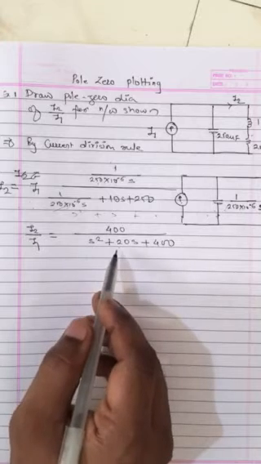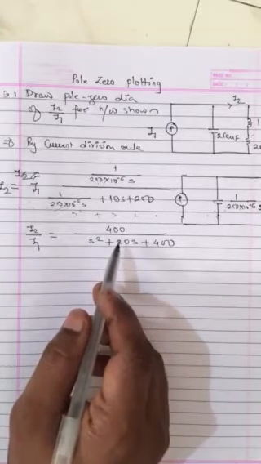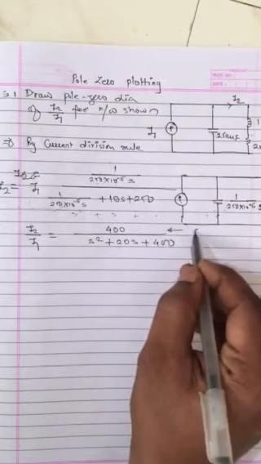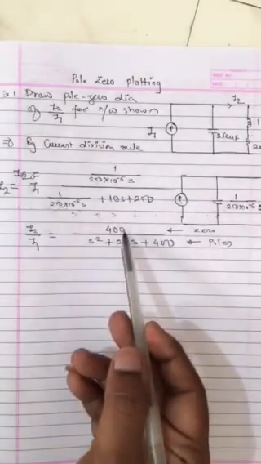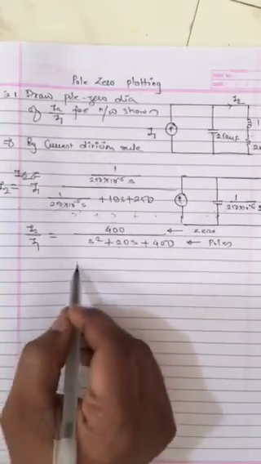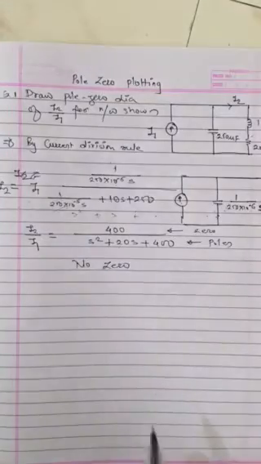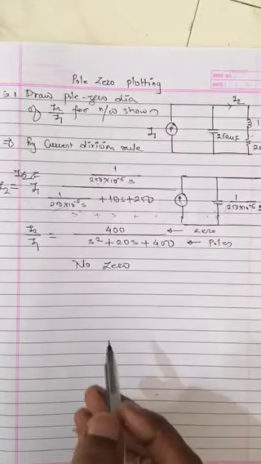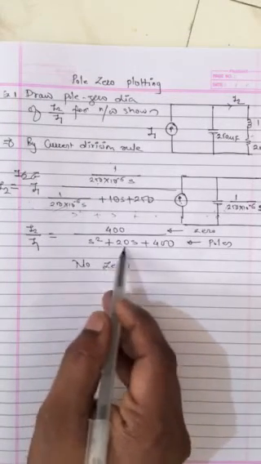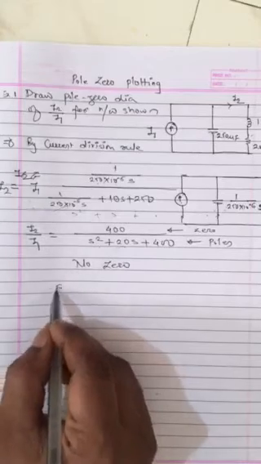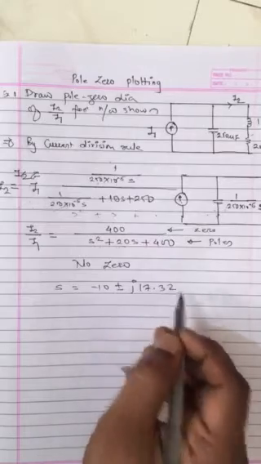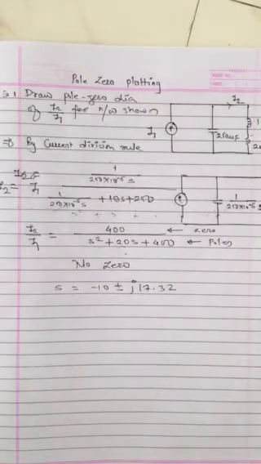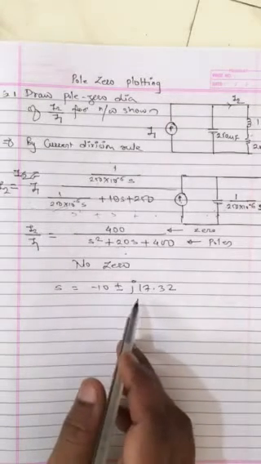Now from this equation, we can see whether the function has any zeros. We know that roots of the numerator are called zeros and roots of the denominator are called poles. Does the numerator have any root? No, so there is no zero. What about poles? Yes, they are there. If you find the roots of this equation, you get s equal to minus 10 plus minus j 17.32. You can get it directly in a calculator, or find it by the formula minus b plus minus, which you know.